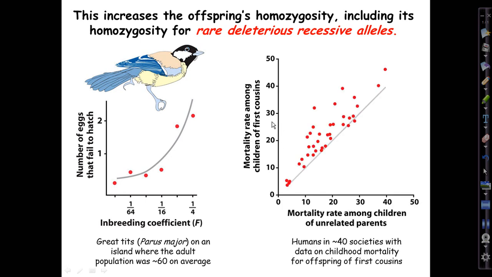And here's a graph we looked at recently in a slightly different context. Humans in about 40 societies where cousin mating is practiced, and where there's good data on rates of early childhood mortality, comparing mortality rate among children of unrelated parents to mortality rates of children of first cousins. And as we said before, in the overwhelming majority of such societies, the evidence shows higher mortality among the children of first cousins.